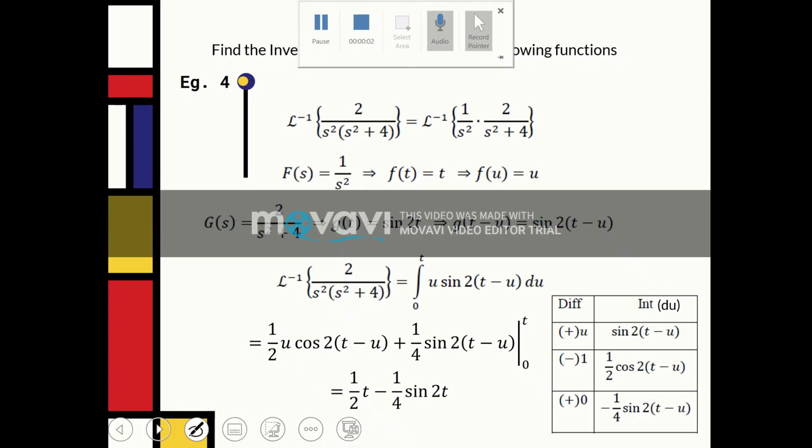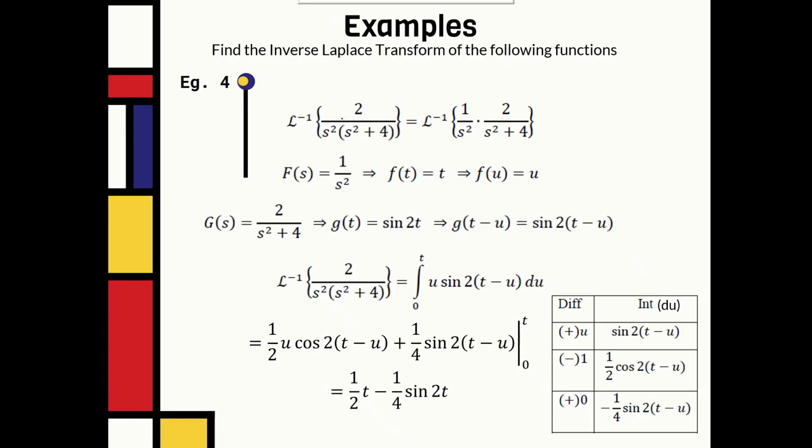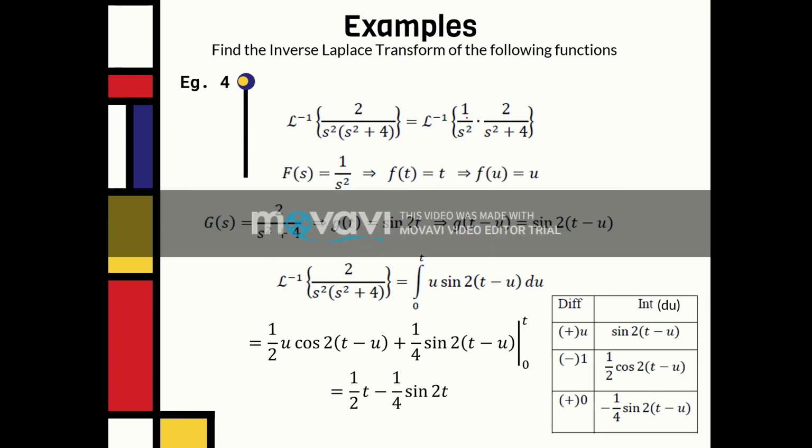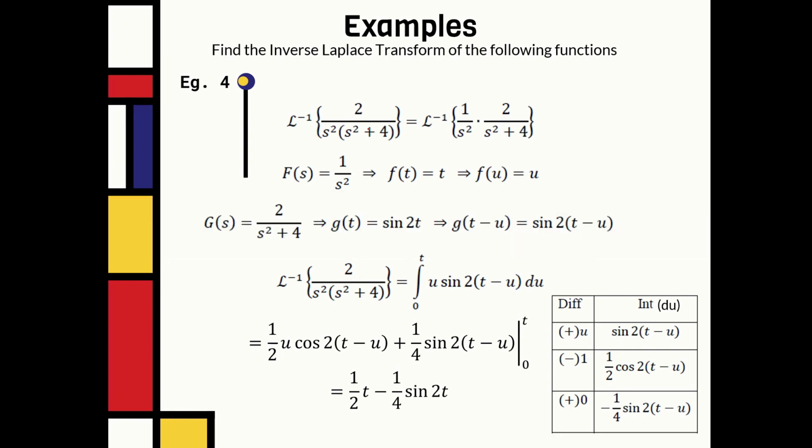Okay, let's discuss example 4. So we have the inverse Laplace of 2 on s squared plus 4. This equals the inverse Laplace of, we split the equation into two equations, 1 on s squared times 2 on s squared plus 4. We have to make sure that when you multiply these two functions, it equals the given function.